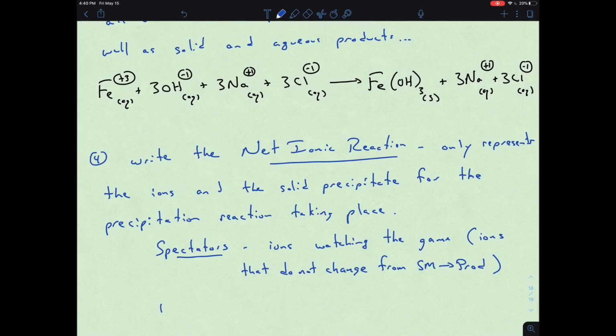And then we have the players. And these are the ions combining to produce the solid precipitate.